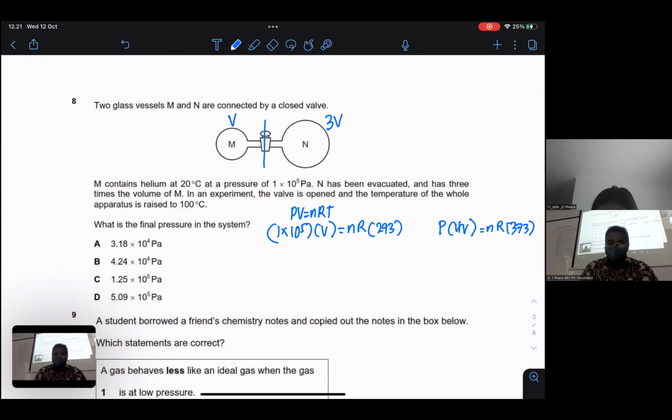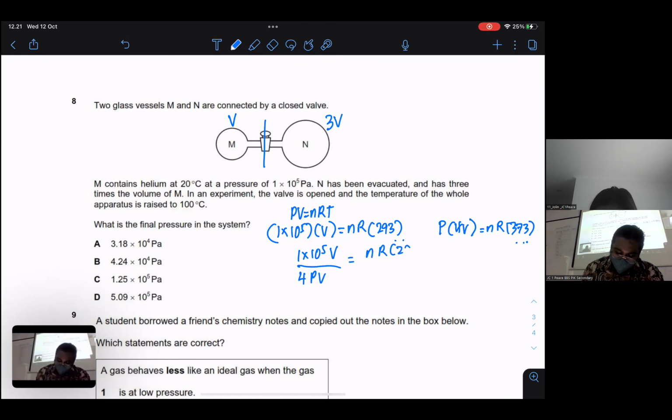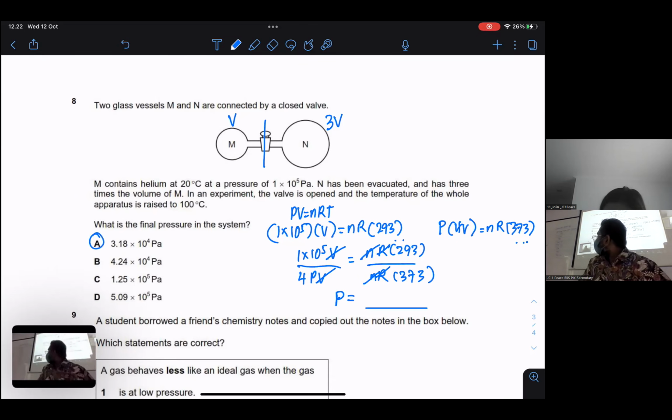So what we do is, we have this equation 1 and equation 2, you divide. What you will have is 1 times 10 to the power of 5 V divided by 4 PV equals nR293 divided by nR373. You cancel this, cancel this, cancel this, and find out what is P, and you will get the answer as 8.